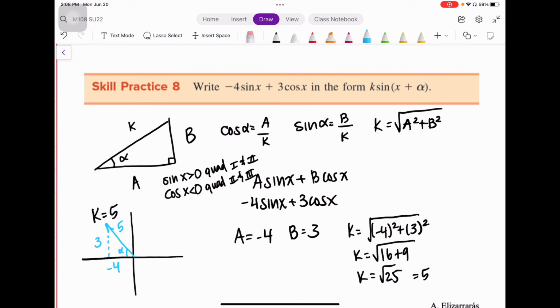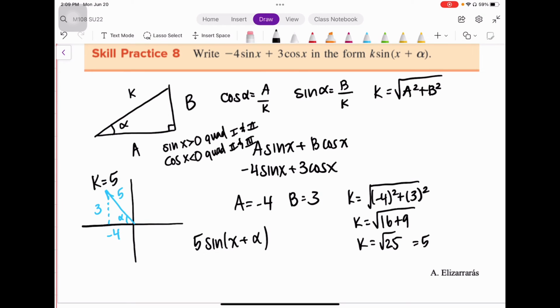And so now we want to write our expression together. We then know that we have 5 sine of x plus something, alpha. We don't know what alpha is though. And so we can use the inverse to find the angle, but remember the angle has to be in the second quadrant. And so when you do the inverse, make sure first of all that your calculator is in degrees.